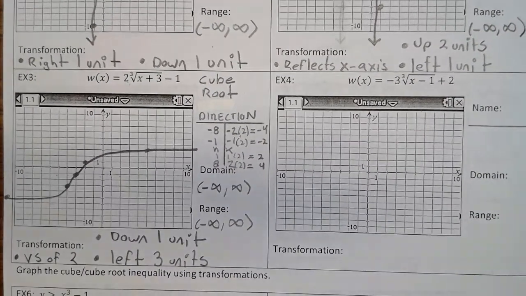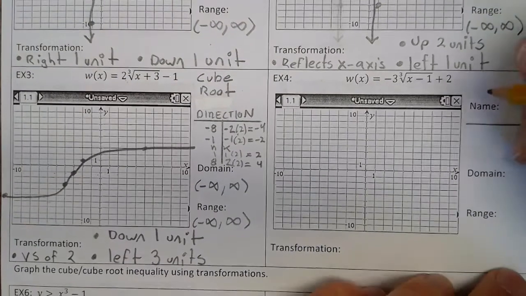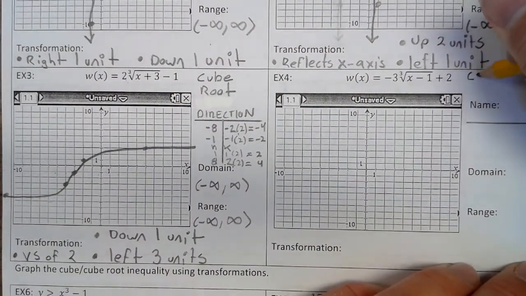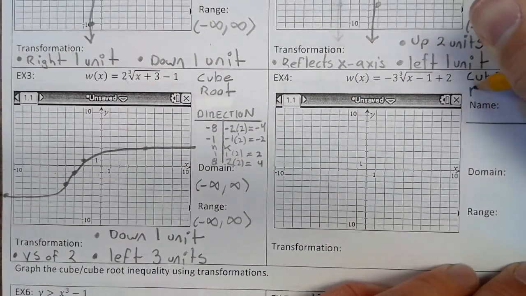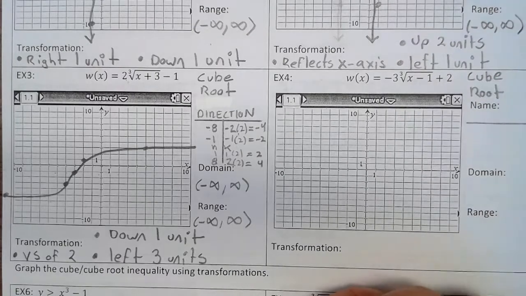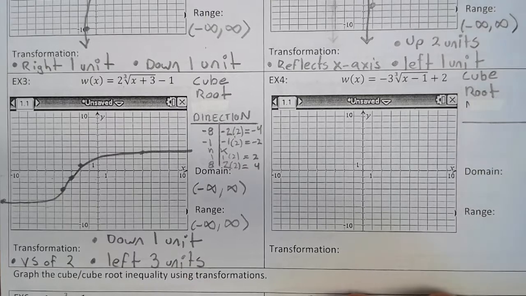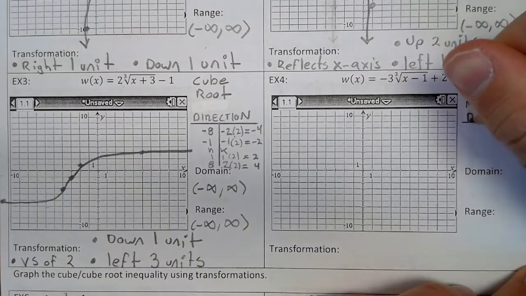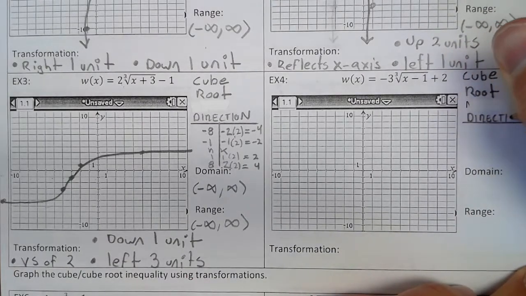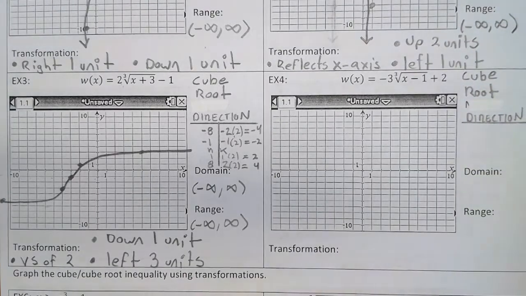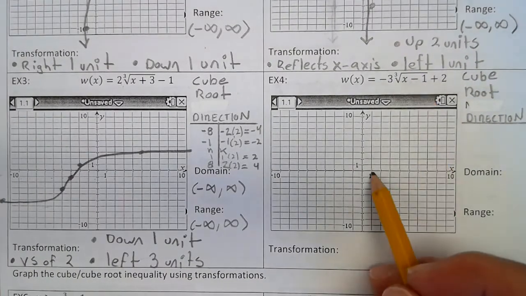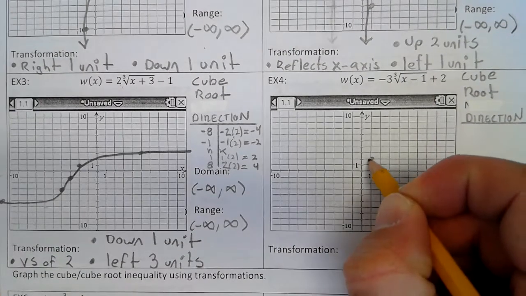All right, now let's look at example 4. So we know it's a cube root. And we're going to graph by direction. So we move the vertex first. So that -1 means you go right 1 and then up 2.